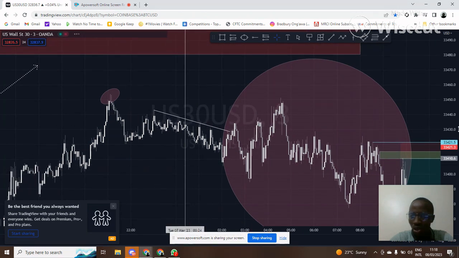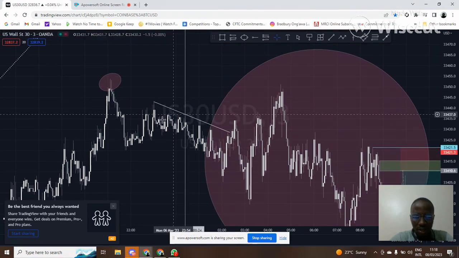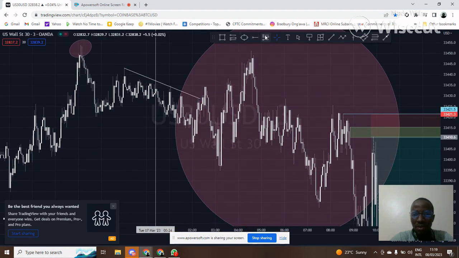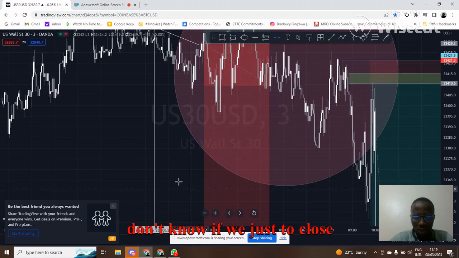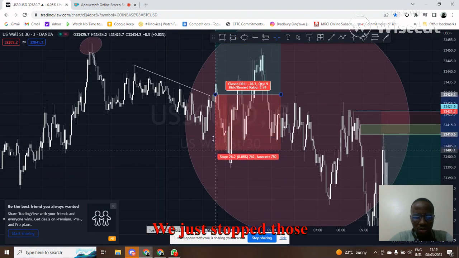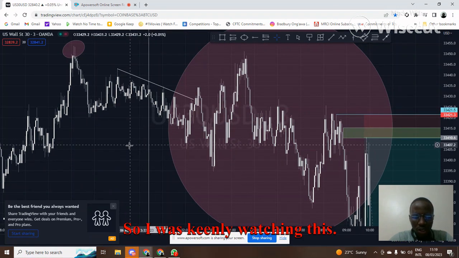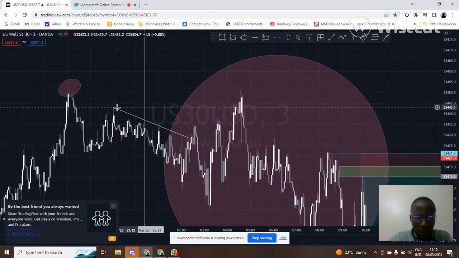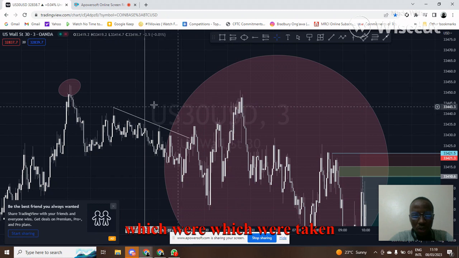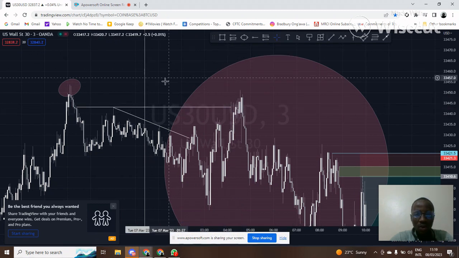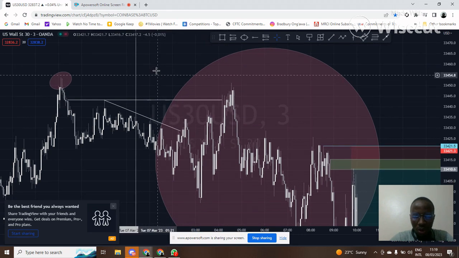It sold up. So if there were traders who are using the retail concept, a break of trend, they're expecting to buy somewhere here on a retest. Don't know with their stop loss, let's say somewhere there, they were stopped out. So I was keenly watching this, but again I saw there was a ton of liquidity up here, which was taken out. You can see here we had an eye there, which was a liquidity pool.